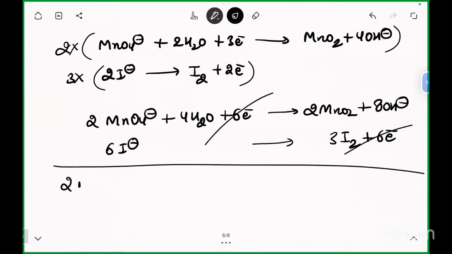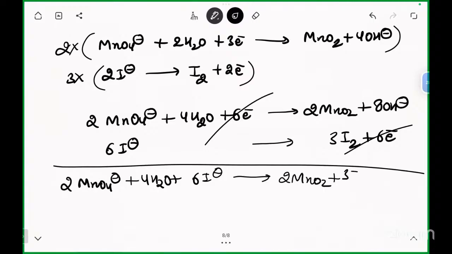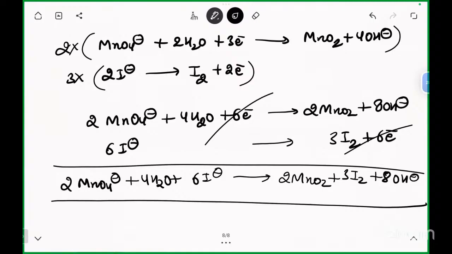That will be 2 MnO4 negative plus 4 H2O plus 6 I negative gives out 2 MnO2 plus 3 I2 plus 8 OH negative. So now this will be considered as the balanced equation from the ion electron method. So probably this is very easy to do, but sometimes you just need to calculate the oxidation number first. Then it will be very easy for every person to do it.